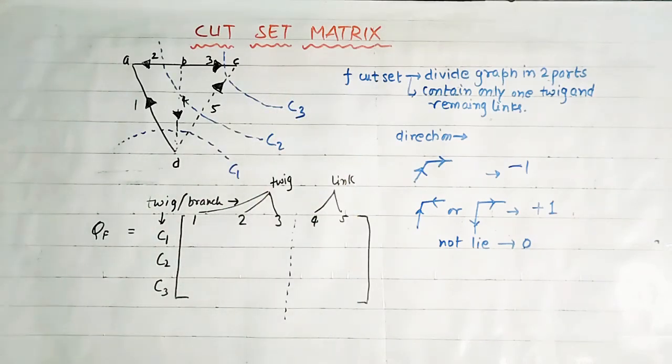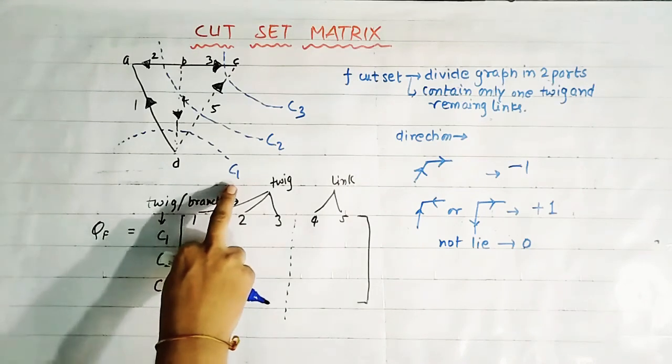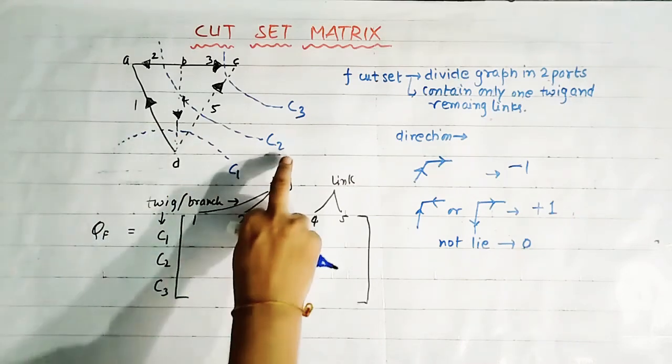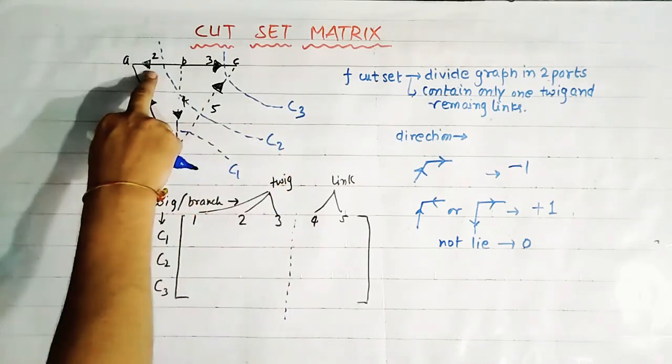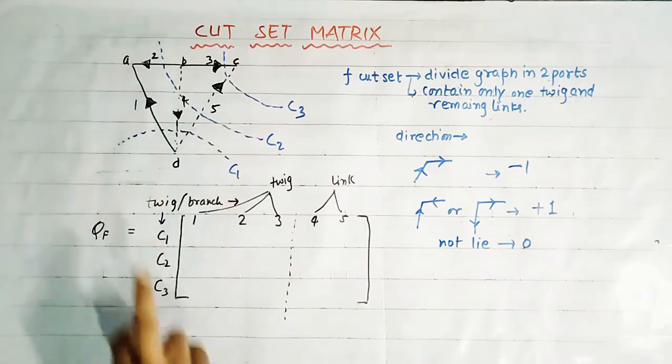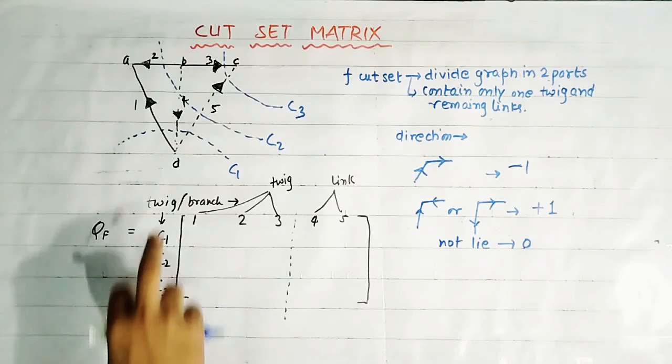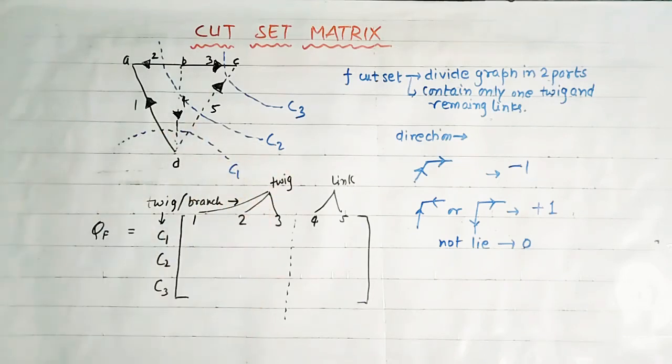Now cut set means it must contain only one twig and remaining links. So here you can see that in cut set 1 there is only one twig and remaining are the links. In cut set 2 only twig 2 and there are remaining links. In cut set 3 there is only one twig, that is branch number 3, and remaining are the links. So there are 3 fundamental cut sets for this graph. Fundamental cut sets represent the optimum number of cut sets with which we can solve the networks.